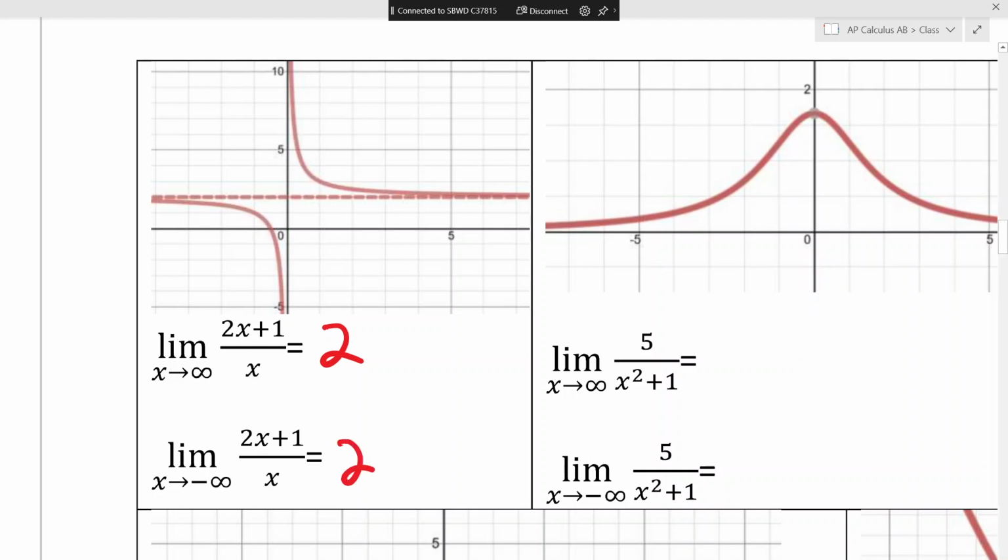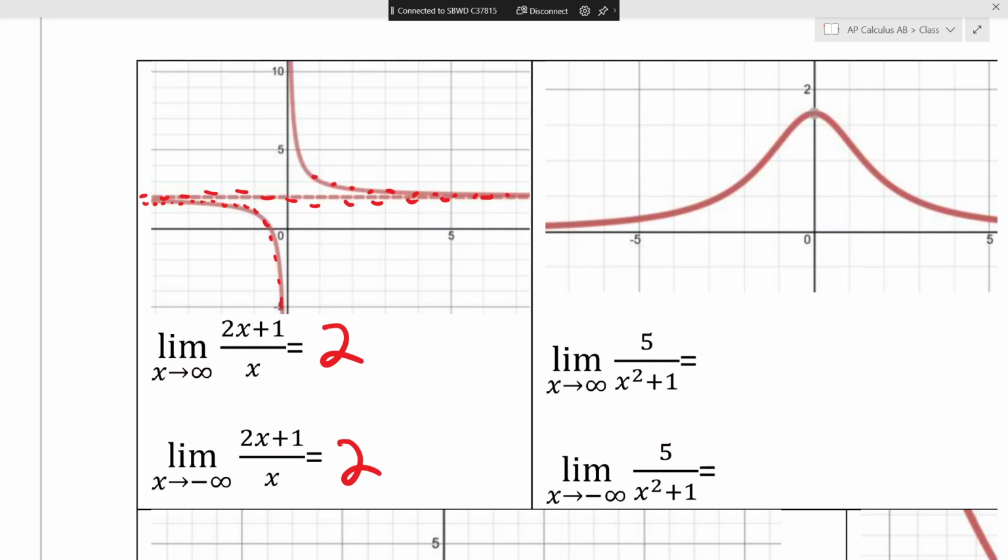You can also see on the graph, here's 2 right here. As x gets bigger and bigger, those y values approach 2. As x gets more and more negative, those y values approach 2. That's what we're saying. Easy enough? Okay? Now, let's discuss why.